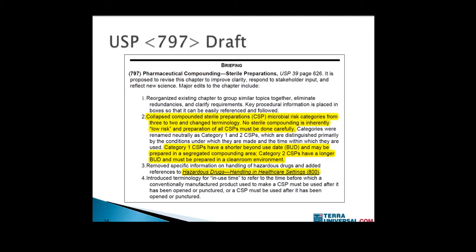Without the ISO classified cleanroom, the beyond use date of all CSPs is going to be restricted to a maximum of 12 hours at room temperature, or 24 hours under refrigeration, and that would be classified as Category 1. You'll also notice down there in point number 3 that they have removed all references in USP 797 to hazardous drugs, and instead now refer exclusively to USP 800.